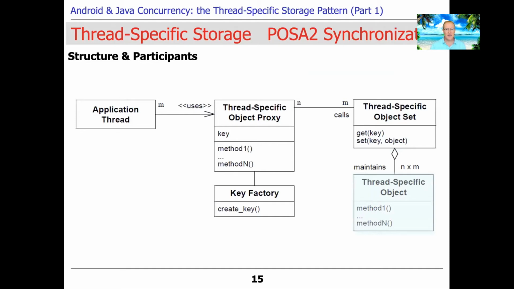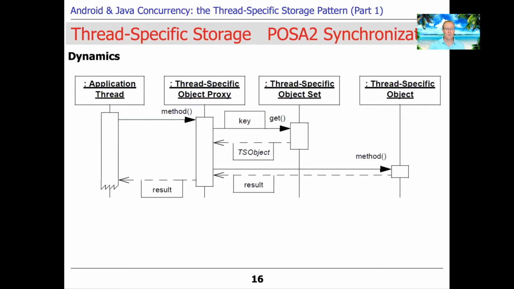And then the thread-specific object set maintains a mapping to the underlying thread-specific objects, which are going to be local to each thread. In our particular example, that's going to be the looper that we're going to have in the context of Android. So some of the stuff we're talking about here comes right out of Java, like thread local and thread local values. Other things here are coming out of the context of Android, like the looper. Let's take a quick look and see how this thing gets used in practice.